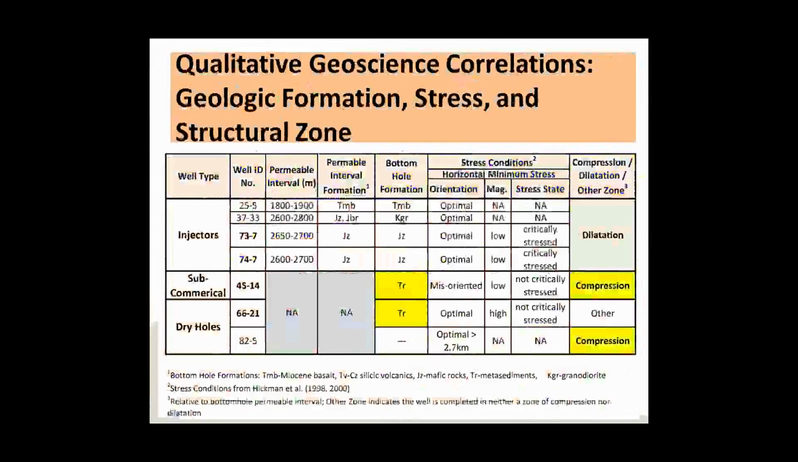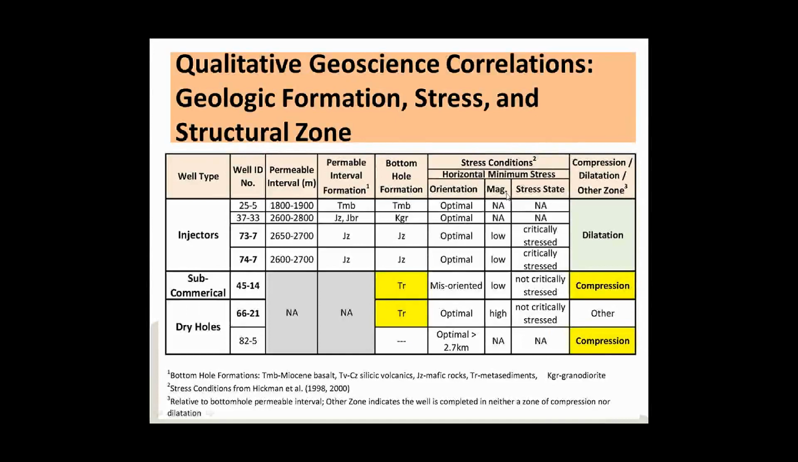And this slide shows the correlation that we were able to do based on the limited amount of information that we had on the geologic formations, the stress, and structural zones. I'll just briefly describe what this is. Across the top, we have well type, the well ID number, the permeable interval that we identified in the well. What was the formation that was permeable? The bottom hole formation could be different.